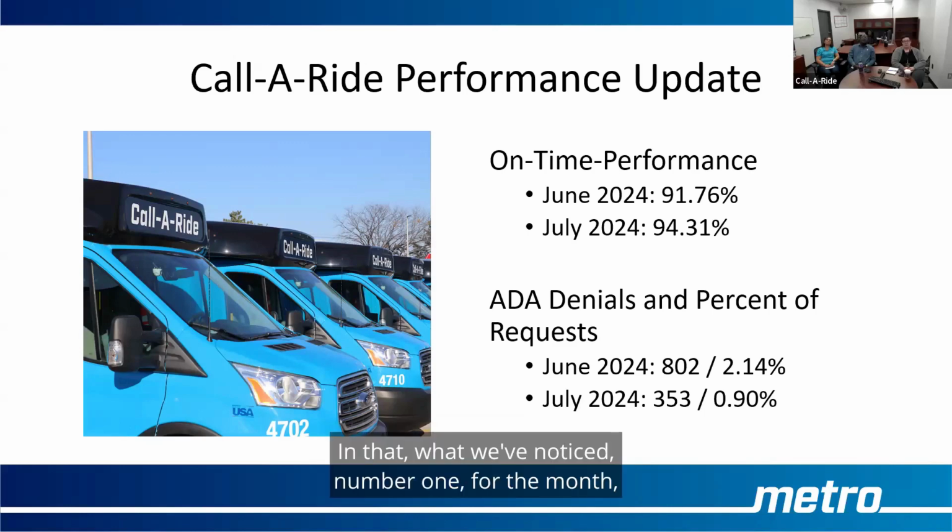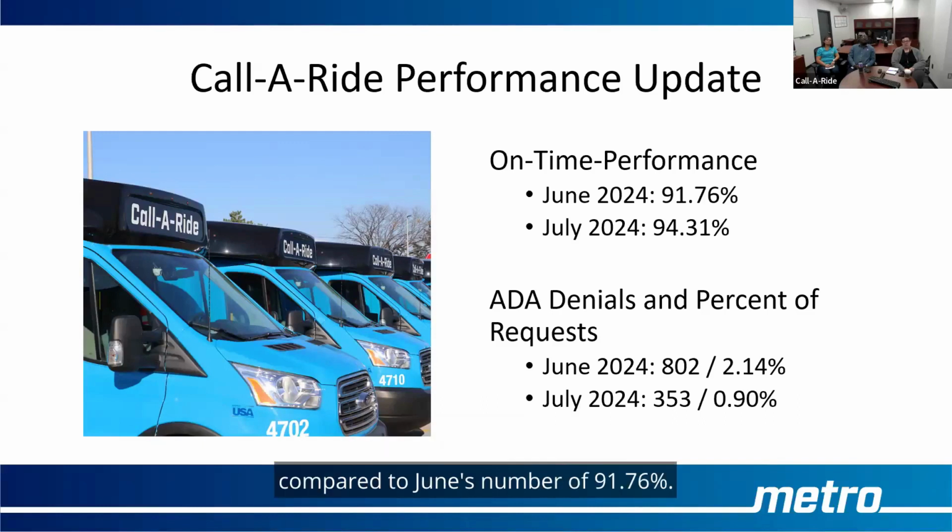And what we've noticed, number one, for the month, you can see that ending July, our on-time performance increased to 94.31% compared to June's number of 91.76%. So the measures that we've taken thus far, we can see the fruits of that labor. Next slide, please.